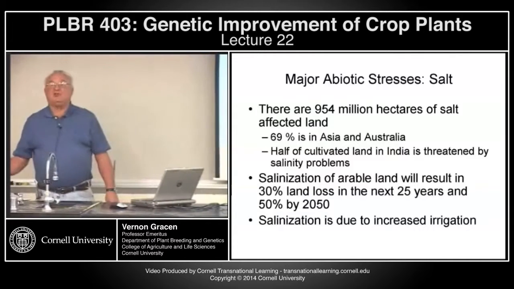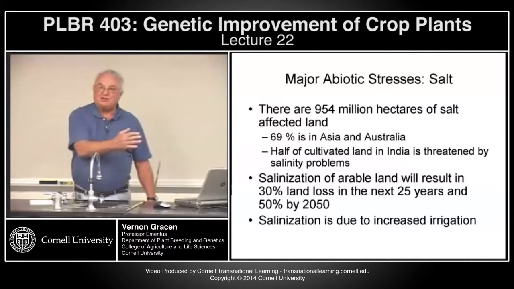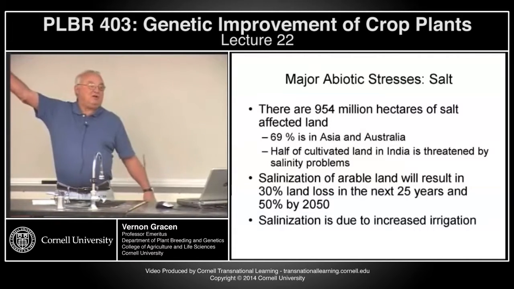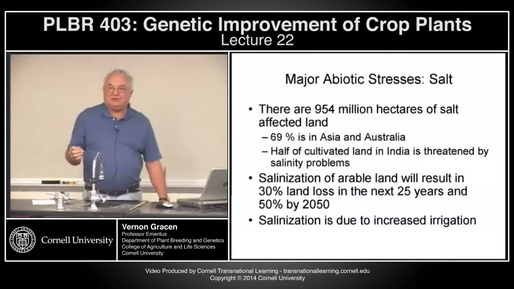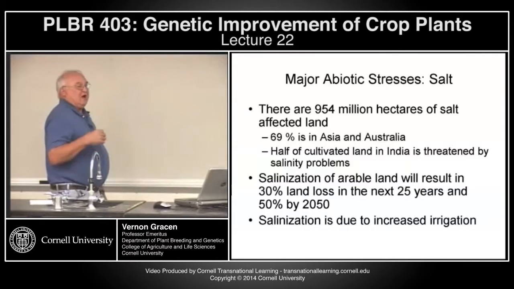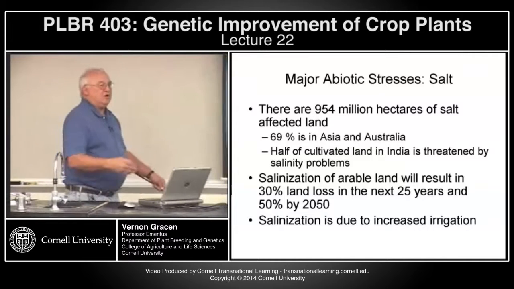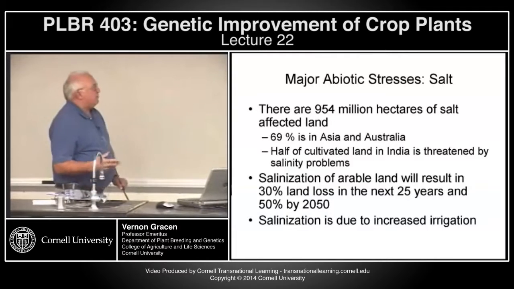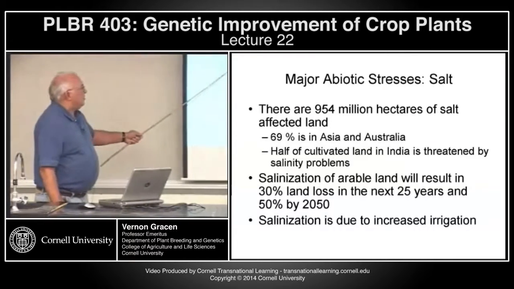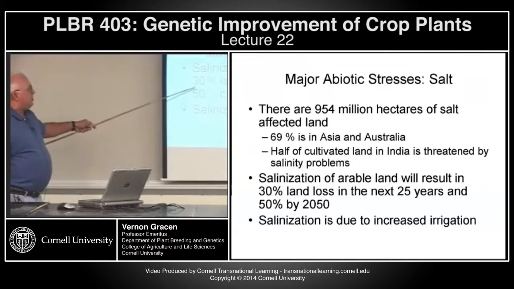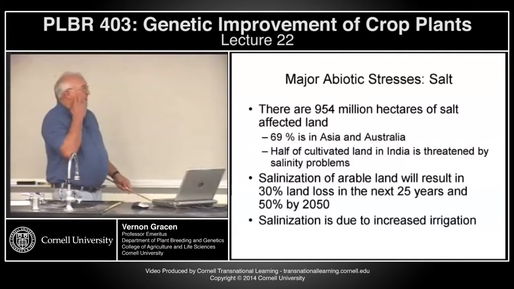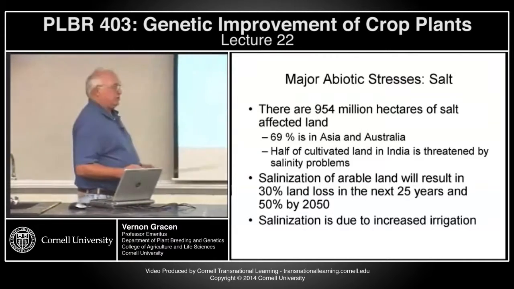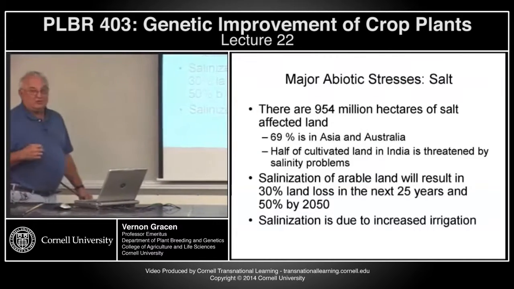As irrigation increases, we draw fresh water out of the ground water tables, and seawater encroaches into those aquifers. And so as we irrigate more and more and utilize more and more water before the rainfall can replenish it, we tend to get more and more salty water. This salinization will result in 30% land loss in the next 25 years and 50% loss of arable land by the year 2050.